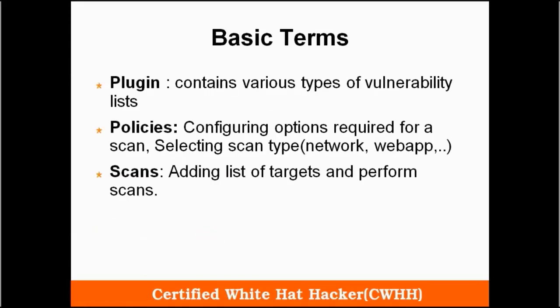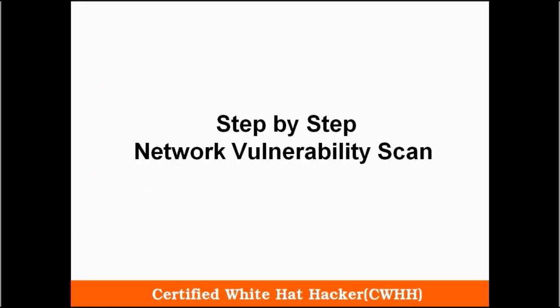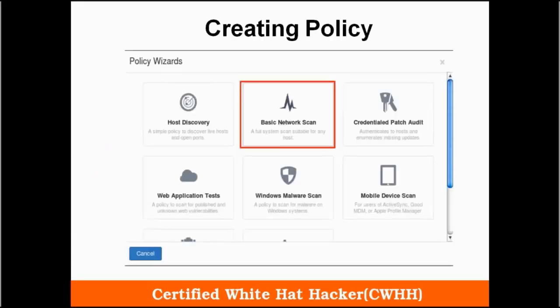There are some basic terms when it comes to Nessus. First is plugins, and plugins contain different types of vulnerability lists, and policies are used for configuring different options for a scan, like whether it's a network scan or a web app scan, etc. And the scan section gives you the list of old scans, and also you can specify new scans to be started. So let's do a step by step of a network vulnerability scan.